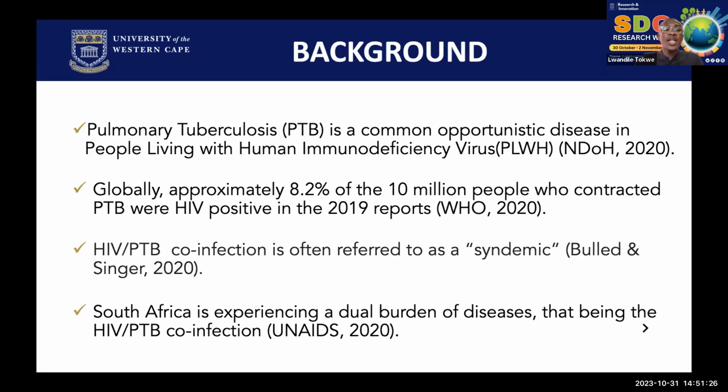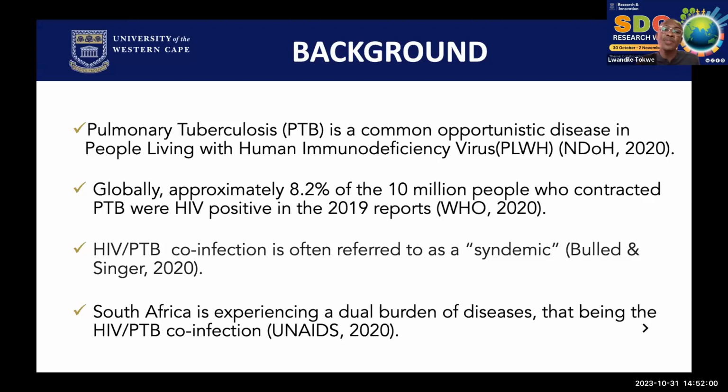And HIV and pulmonary TB is often referred to as a syndemic. And a syndemic refers to a definition where two or more opportunistic diseases connect synergistically, thus resulting in a health burden in a population. And HIV has been reported as a risk factor, which increases the chances of latent pulmonary TB developing into an active pulmonary tuberculosis in people living with HIV. And as I have said, HIV and TB is referred to as a syndemic.